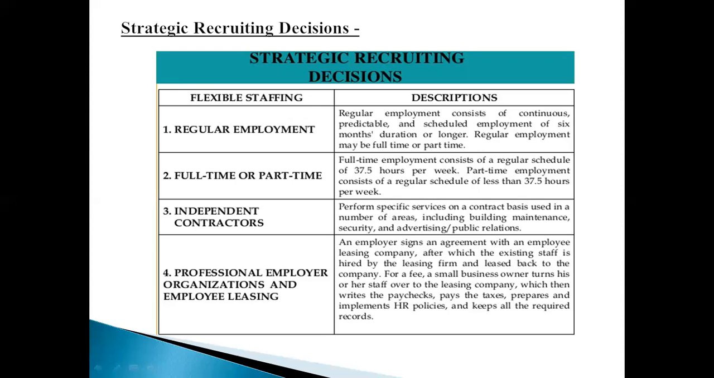Now, professional employer organization and employee leasing. An employer signs an agreement with the employee leasing company, after which the existing staff is hired by the leasing firm and leased back to the company.